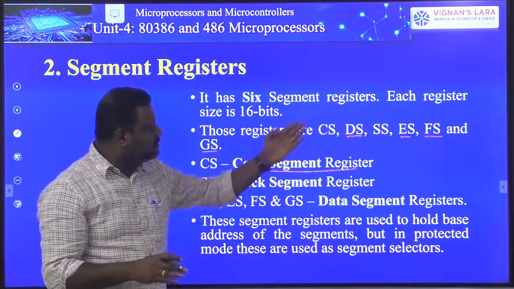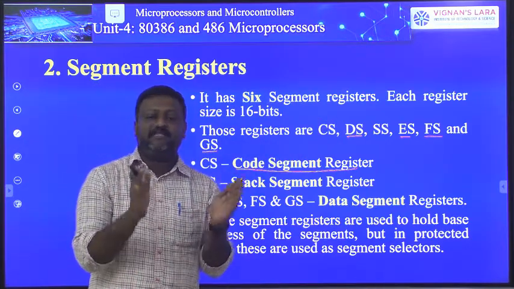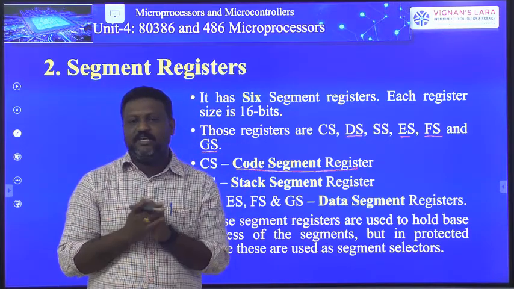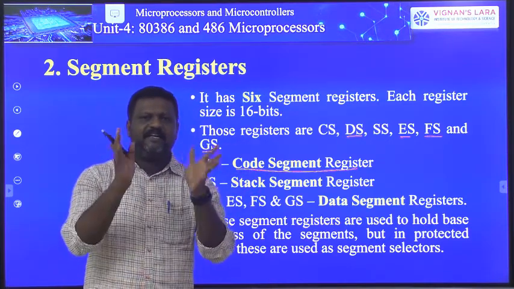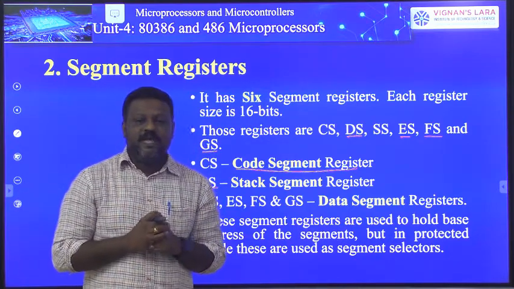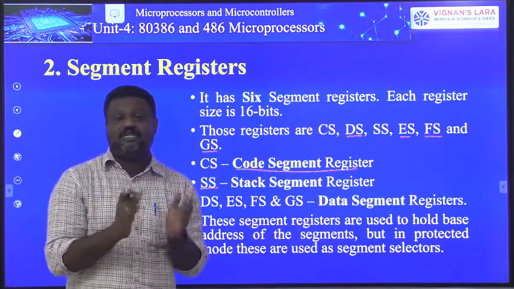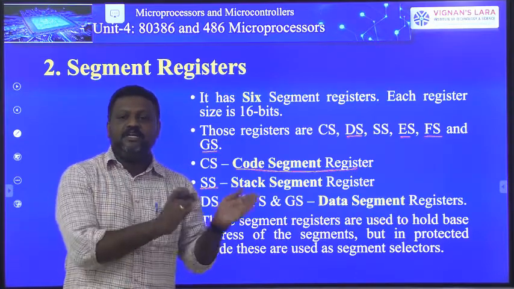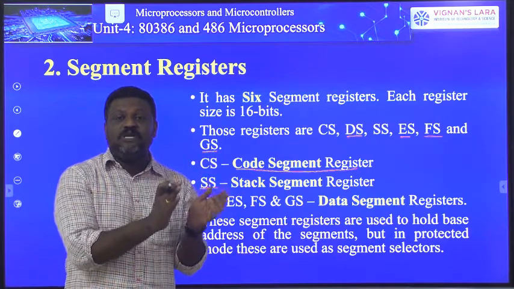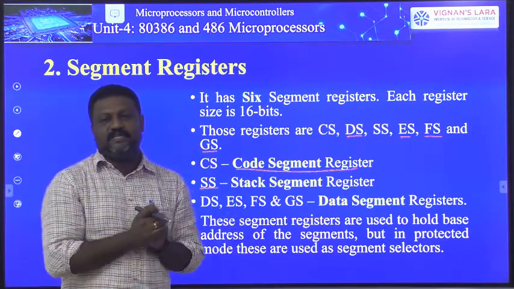And one more thing, these FS and GS are also considered as default data segments. So that is a third thing you have to remember. And coming to the important thing about these segment registers, they are used to hold the base address or starting address of a segment that I already coded. So that is only what happens in the real mode operation of 80386.